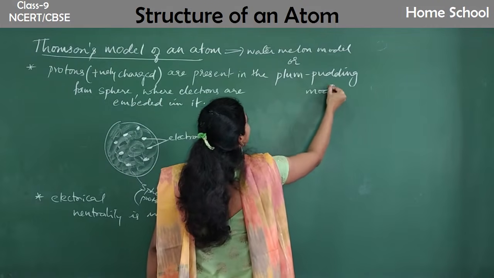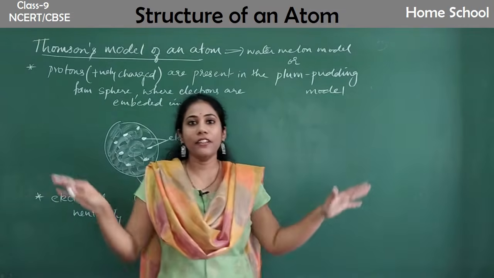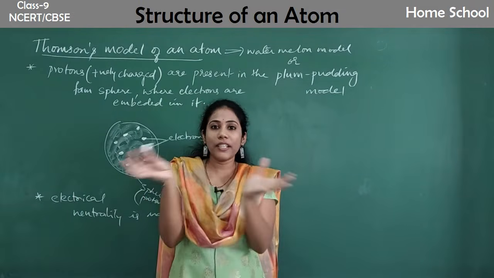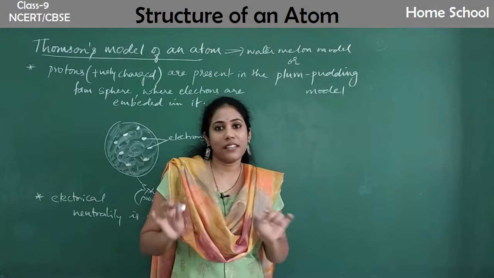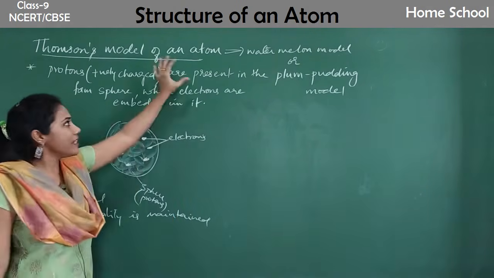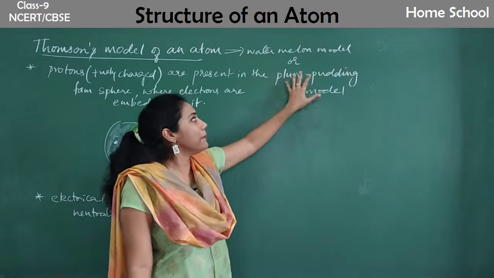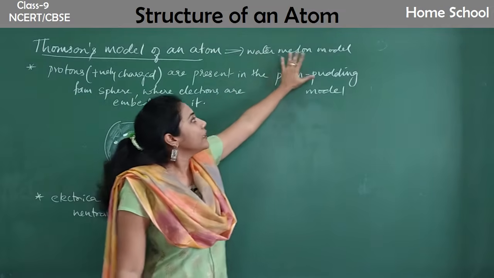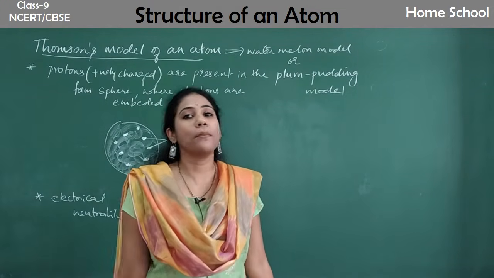Plum pudding means what? Plum cake. If you see a plum cake, you know a brown colored round cake would be there, and here and there some nuts would be fixed, isn't it? So the atom model looks like a cut round shaped watermelon or plum pudding. So it is called the watermelon model or plum pudding model. So this is all about Thomson's model.